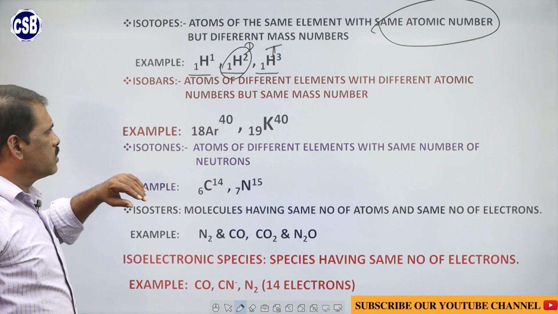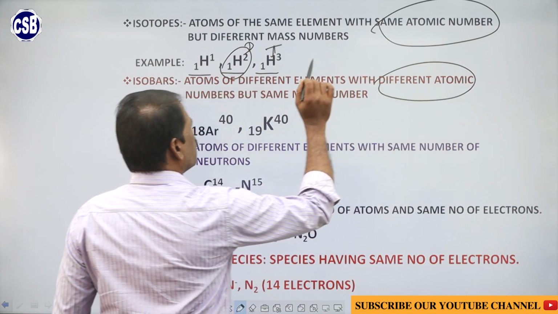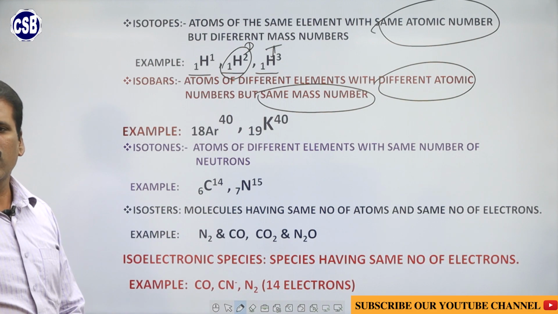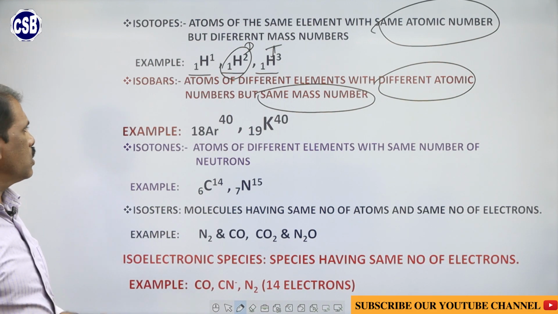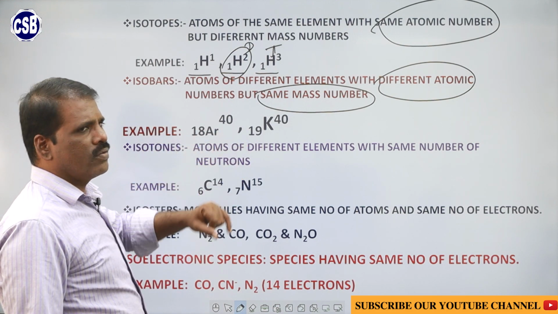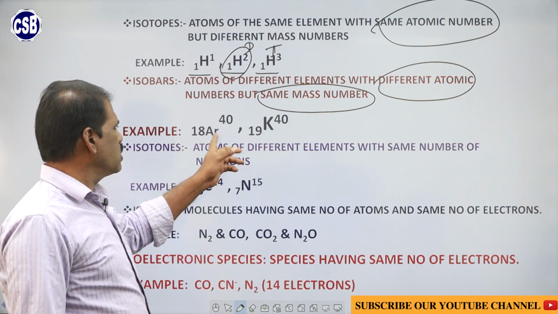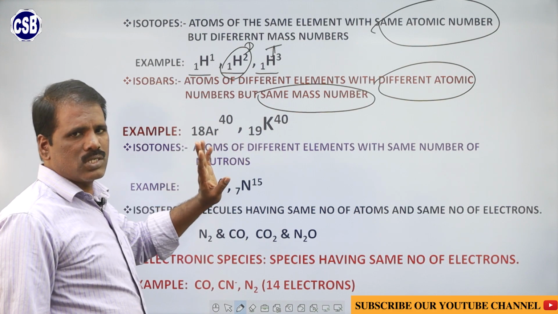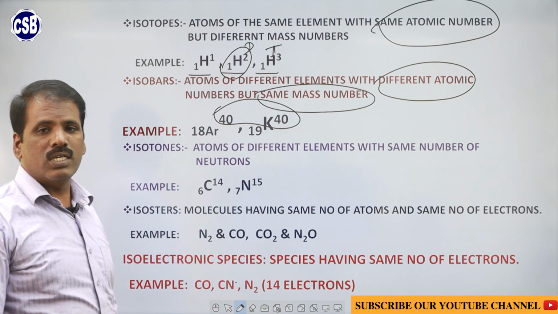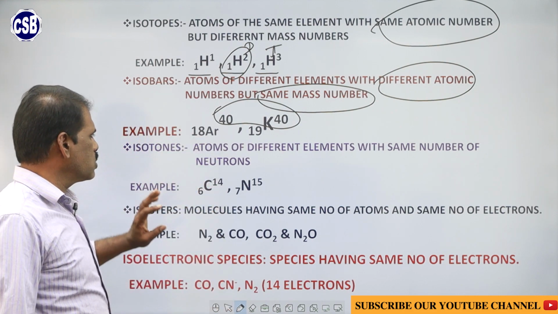The second one is isobars, atoms of different elements with different atomic number, but here the mass number is the same. மாஸ் நம்பர் ஒன்றாகவும் அணு எண் வேறாகவும் இருந்துச்சுன்னா அது நம்ம ஐசோபார் அப்படின்னு சொல்கிறோம். ஓகேங்களா, எடுத்துக்காட்டுக்கு ஆர்கான் 18, 40 எடுத்துங்க, பொட்டாசியம் 19, 40 எடுத்துங்க. So here the atomic number of argon is 18 and that of potassium is 19. So here the atomic number is different, but if you see the mass number, both are 40. So here in this case the mass number is same but the atomic numbers are different. So these are the examples for isobars.